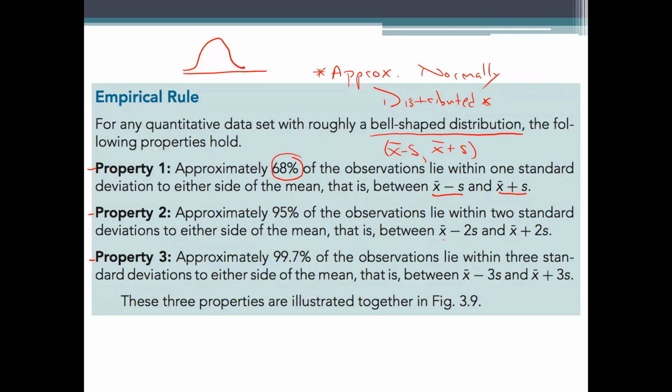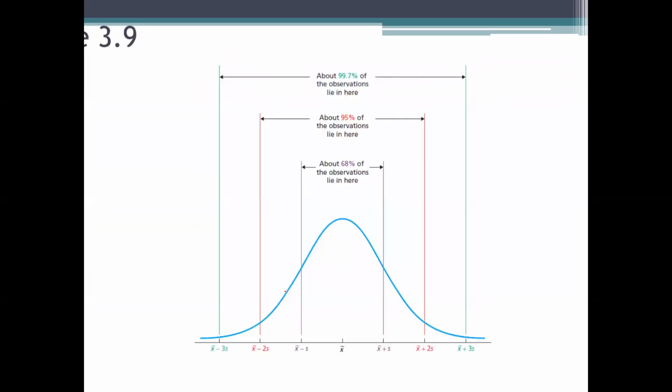Property 2, if you go further, you subtract another standard deviation and add another standard deviation. So X bar minus 2 standard deviations all the way to X bar plus 2 standard deviations, 95% of data will fall. And then you can even go one more. If you go 3 standard deviations away from the mean, you get 99.7% of observations, okay? And this is what you're seeing when you look at this. Here's the mean of a data set.